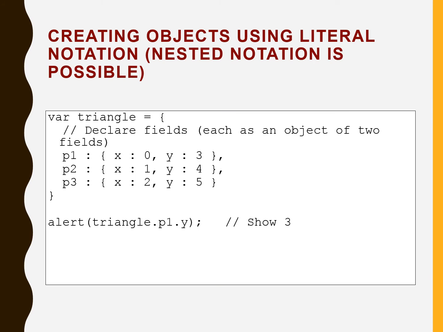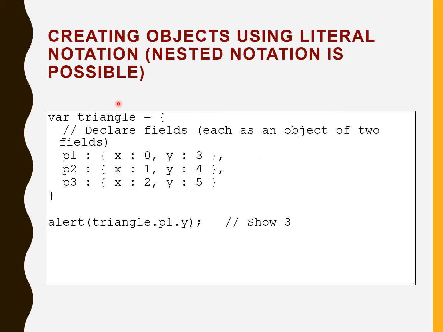Here we can see creating objects using literal notation. At the same time, nested notation is possible. Here there is an example which shows the nested notation. Nested notation means nesting. Nesting of statements means one statement will be placed inside the other. So there will be an outer thing and there will be some inner values. So this example belongs to nested objects.